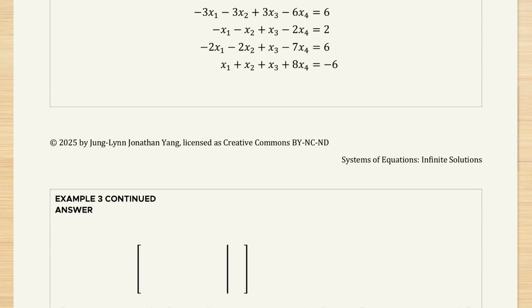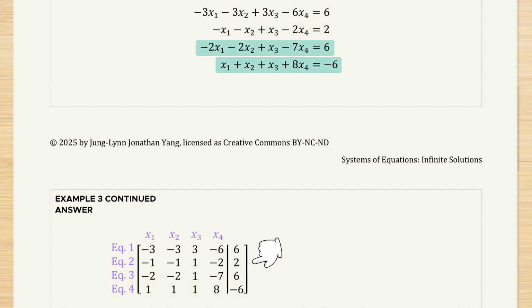Organize this system of equations into an augmented matrix. Column 1 is going to be x1, column 2, x2, column 3, x3, and column 4, x4. Equation 1 has negative 3 x1, negative 3 x2, 3 x3, and negative 6 x4, and the answer is 6. Equation 2: negative 1 x1, negative 1 x2, 1 x3, negative 2 x4, and the answer is 2. And so on. We put the information for the coefficients and the answers for equations 3 and 4.